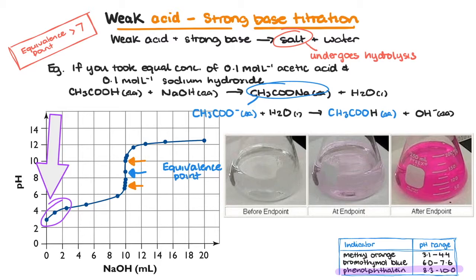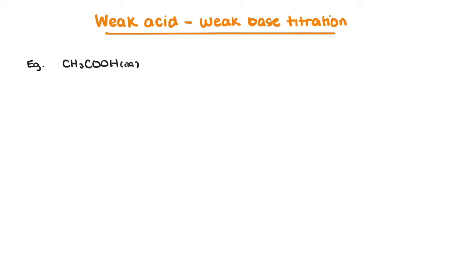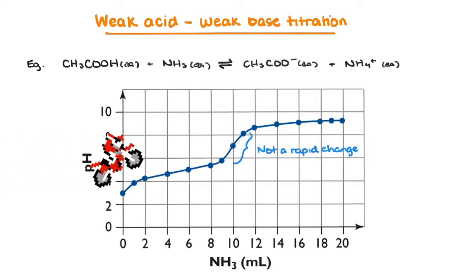Now the final scenario is for a weak acid, weak base titration. When acetic acid is titrated with ammonia solution, there is no rapid change in pH even at the equivalence point. The pH at the equivalence point is 7. As a consequence, no single indicator will achieve a sharp endpoint. Titrations of weak acids and weak bases are therefore best to avoid.